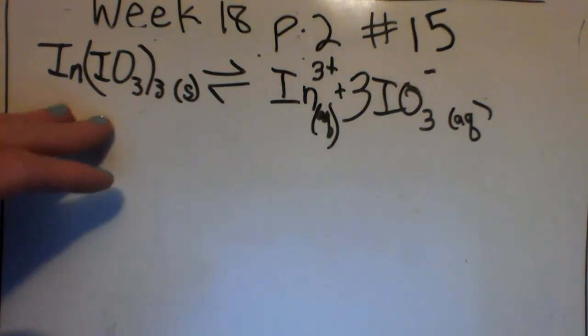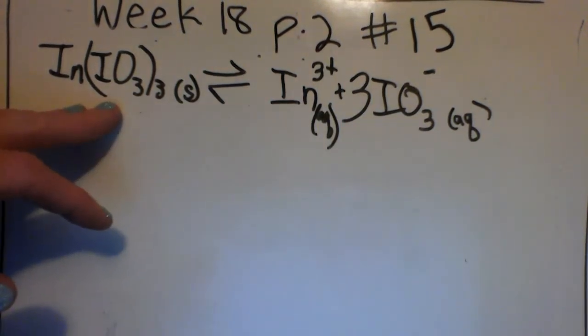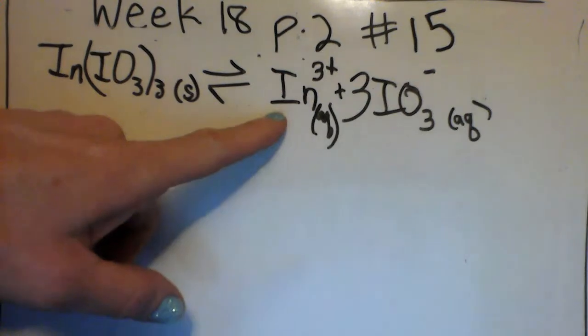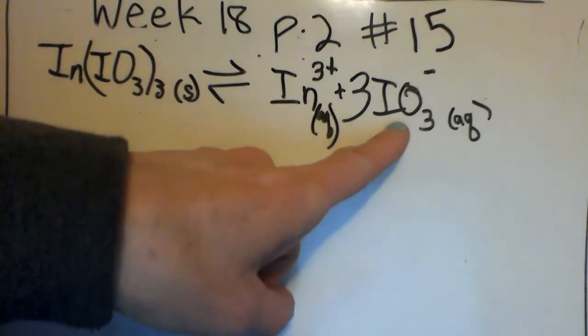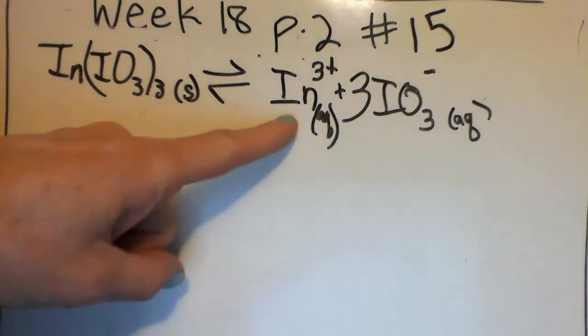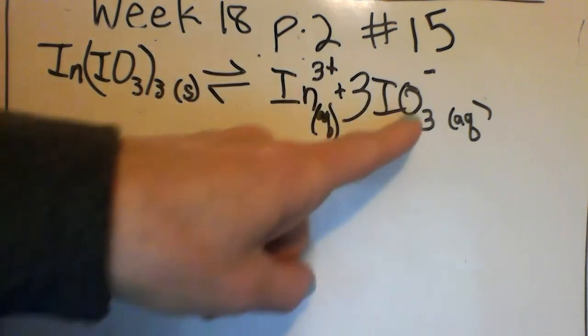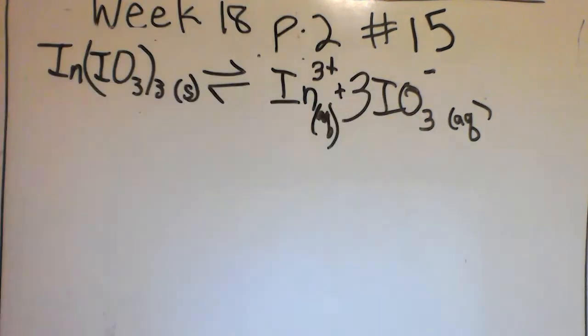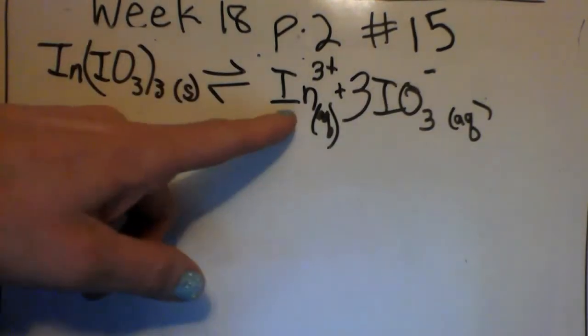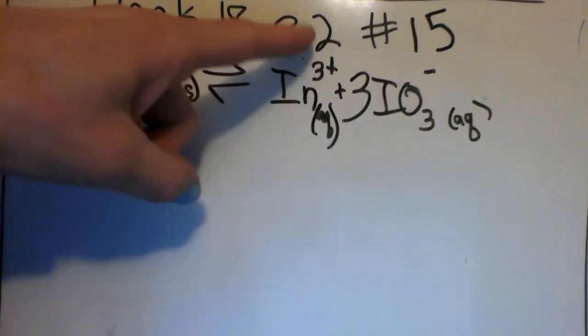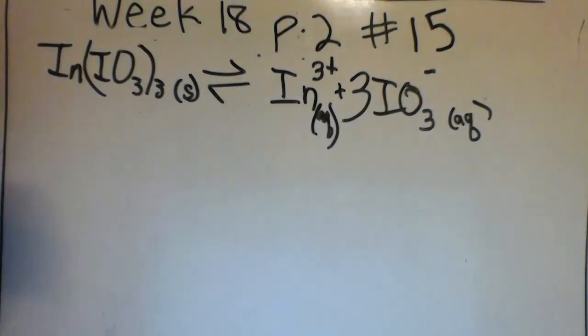So we start with the solid indium iodate on the left. We break it into its individual ionic components. We have indium and we have iodate, which is a polyatomic ion. We know that indium is in group 3A, so it's going to have a 3 positive charge.